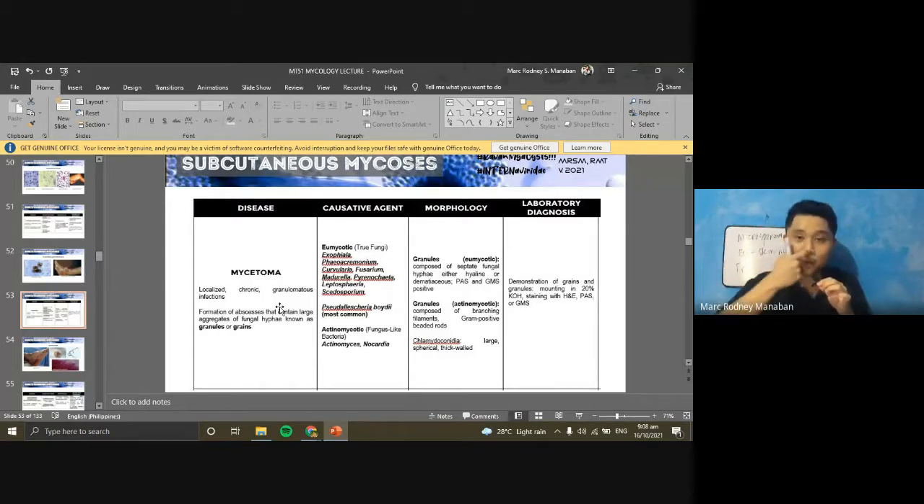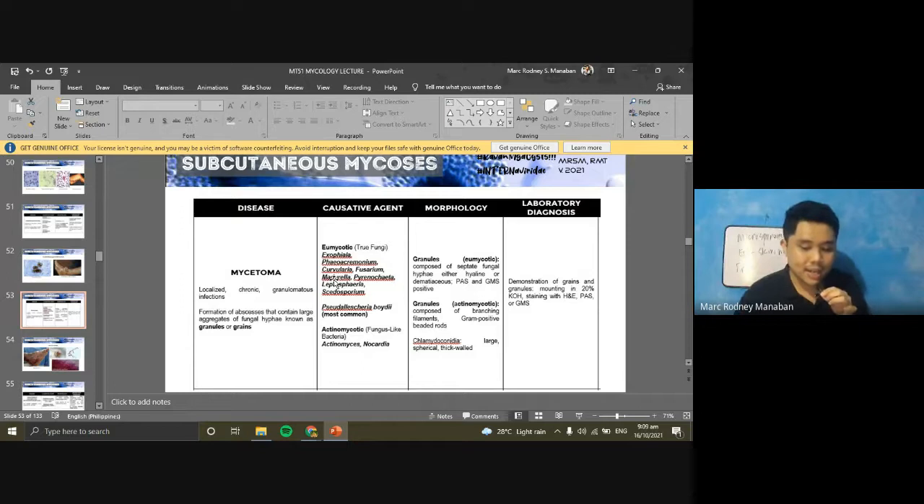Again, for morphology, what we examine are the granules, because the lesions and abscesses produce granules. When examining the granules, if you see septate fungal hyphae, then it is caused by eumycotic. But if you see Gram-positive branching filaments, then it is caused by Actinomyces or Nocardia. Eumycotic may have chlamydospores, large spherical thick-walled cells.